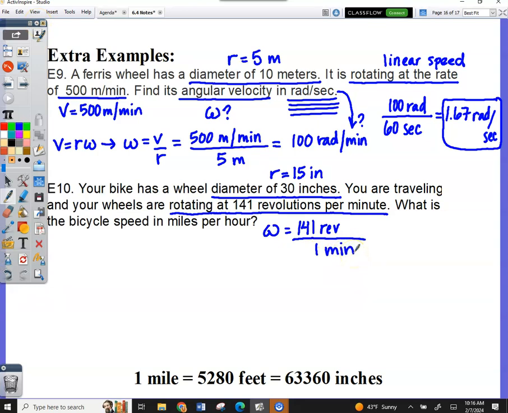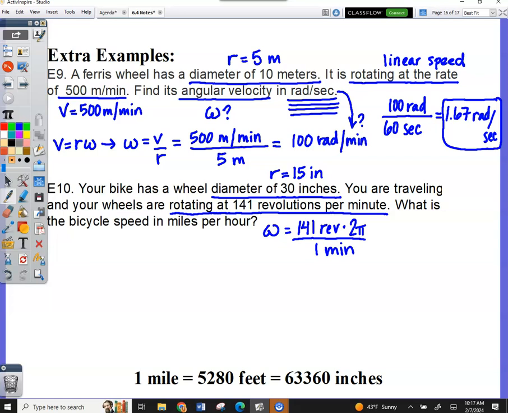Now, if it rotated one time, how many is that in radians? If it rotates one time, that's 2 pi. If it rotates 2 times, 4 pi. It's 141 times. How do I get it? 282 pi. And how'd you get it? Multiply. So right here, there's a secret little thing you gotta remember. This is how many times it's rotating. I need its actual speed in radians. So I'm gonna multiply by 2 pi to represent the radians for one rotation.